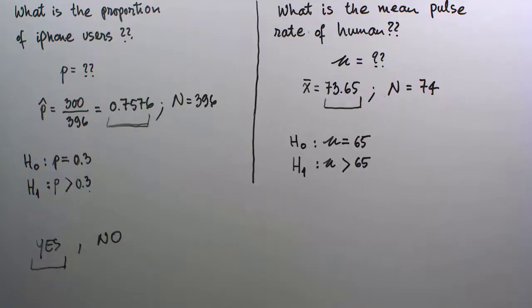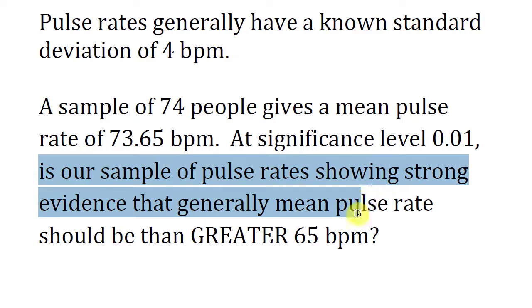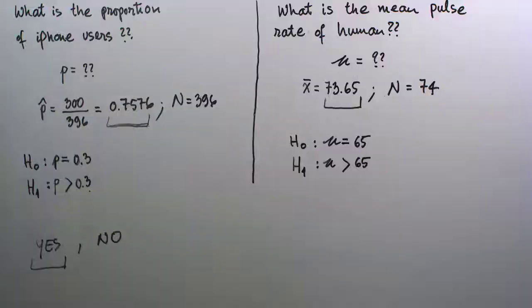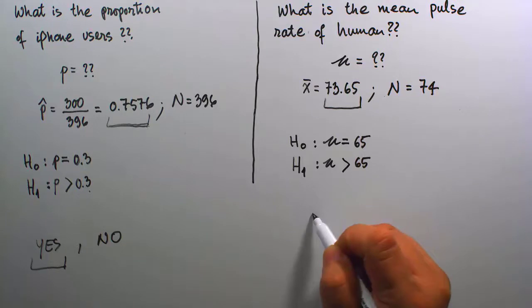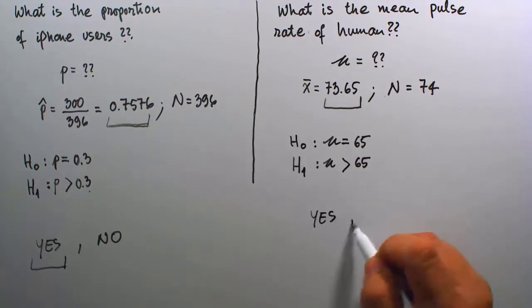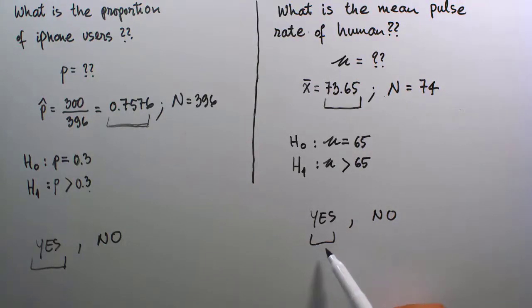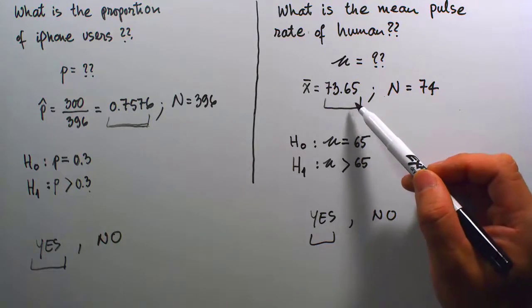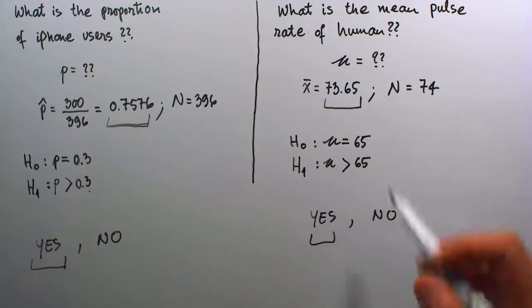Same way, in the problem where we are about to test the hypothesis about a population mean value, the question is stating, is our sample pulse rate showing strong evidence that generally mean pulse rate should be greater than 65 beats per minute? Ultimately, that question is again a yes or no question. Finding yes or no depends on whether we can prove that our evidence, the only evidence we have, is strong evidence. If we can prove that, we say yes. If we fail to prove this is strong evidence, we say no.